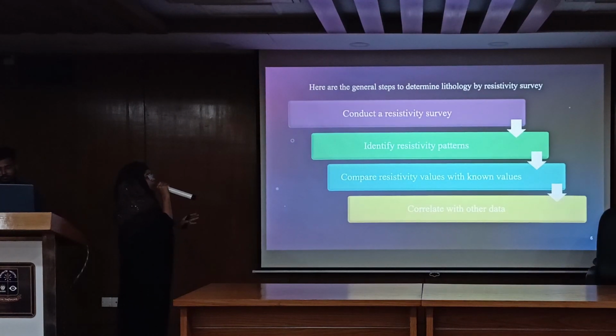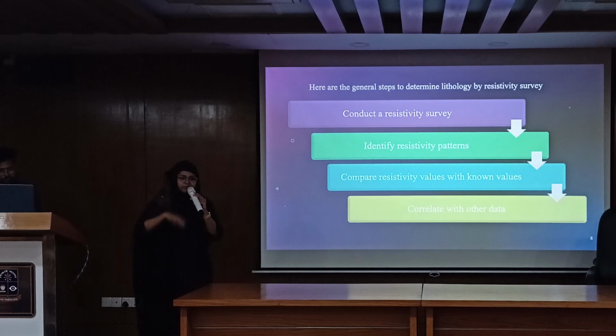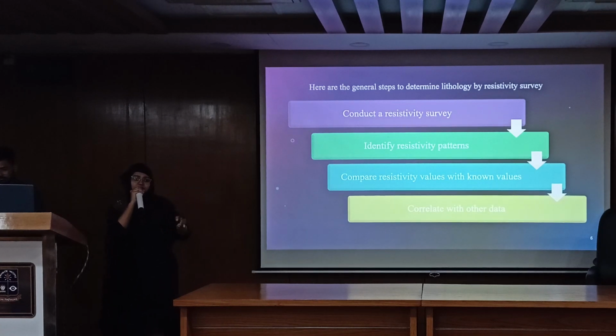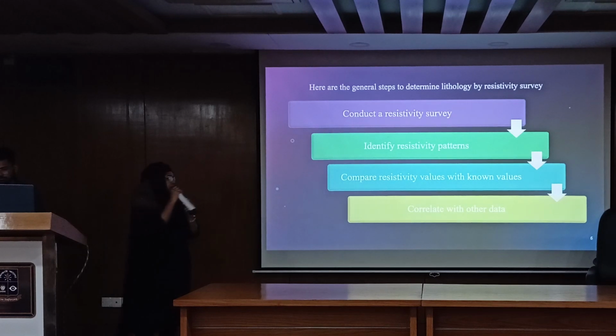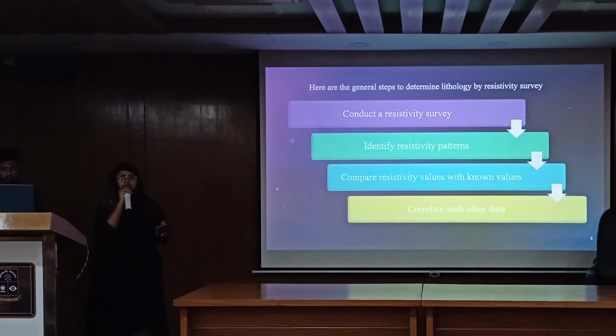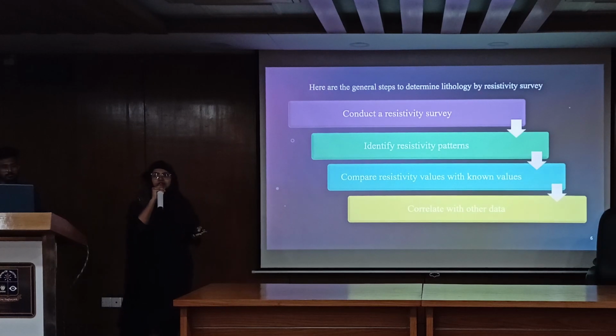Here are some general steps to determine lithology by resistivity survey. The first step is conducting a resistivity survey, generally by placing electrodes on the ground, and we obtain the resistivity values and plot them against depth. By doing this, we can get a resistivity profile. The second step is identifying the resistivity patterns. From the resistivity profile we get from step 1, we can see wide variations in resistivity for different types of materials, which is used to interpret the lithological changes.